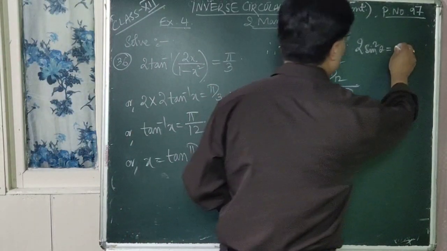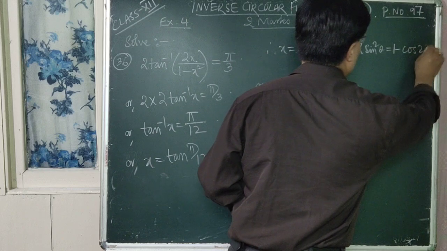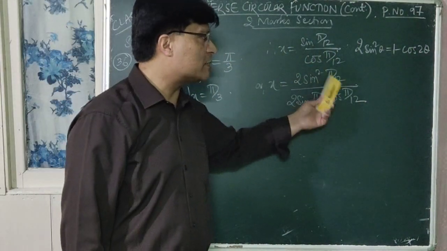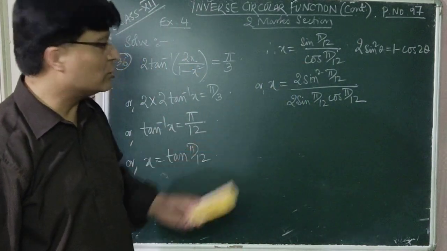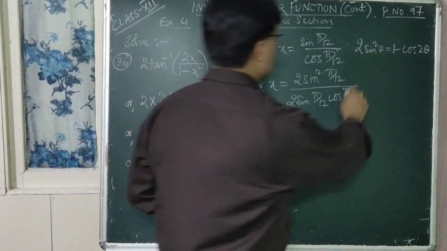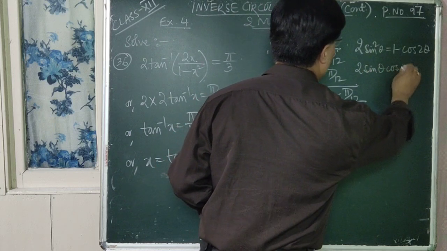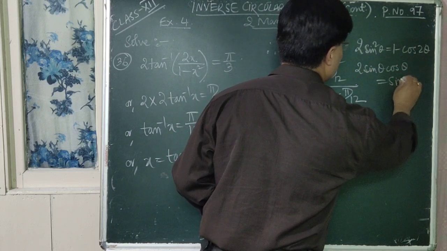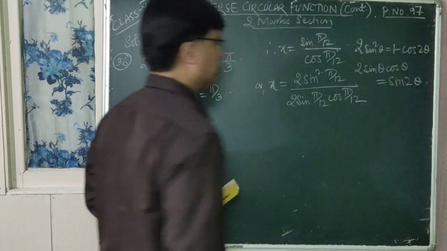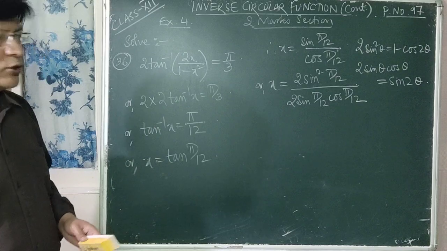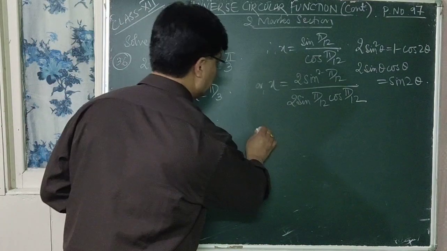So 2 sin square theta is equal to 1 minus cos 2 theta in the numerator, and instead of theta there is pi by 12. Now in the denominator, which formula is used? 2 sin theta cos theta. So what is the formula in this case? It is sin 2 theta. Is that clear now?